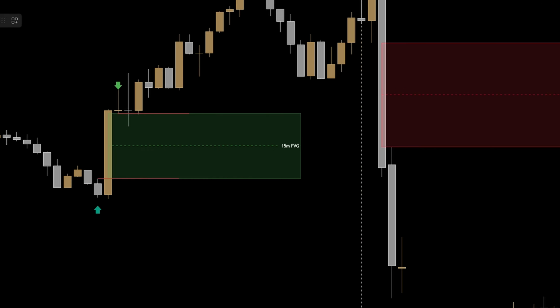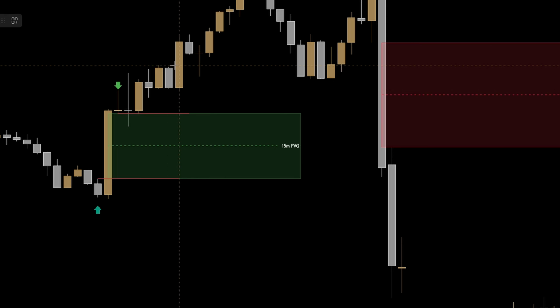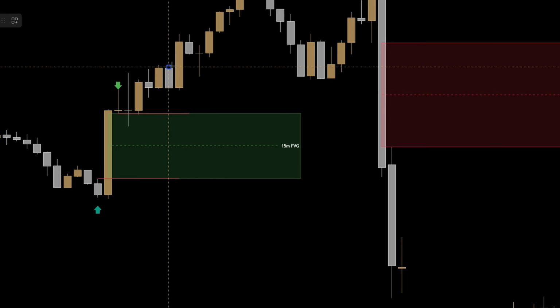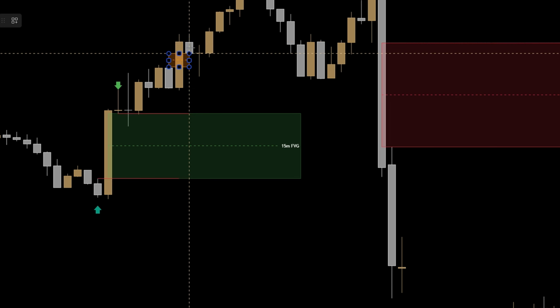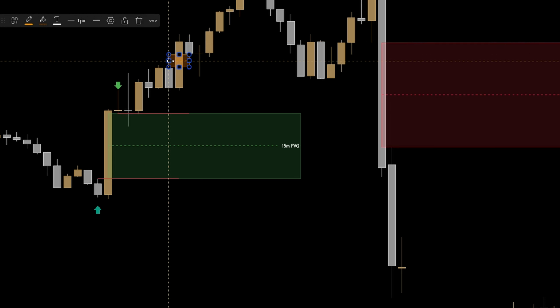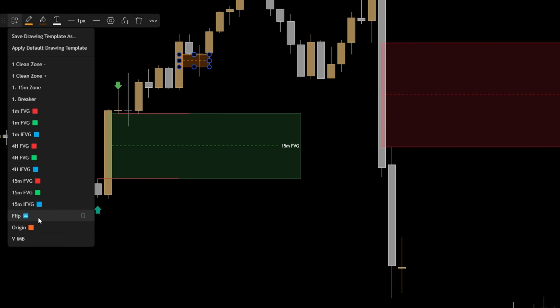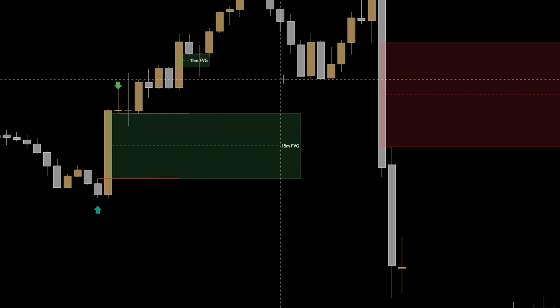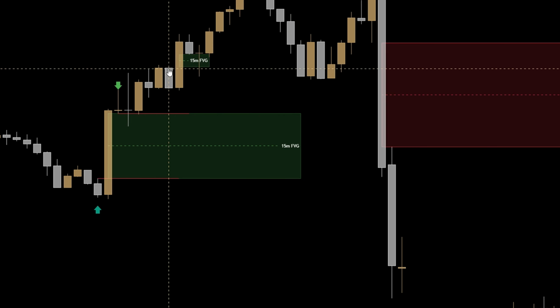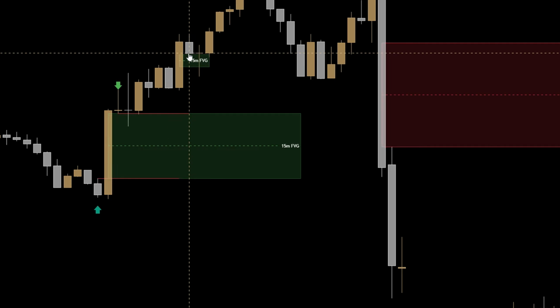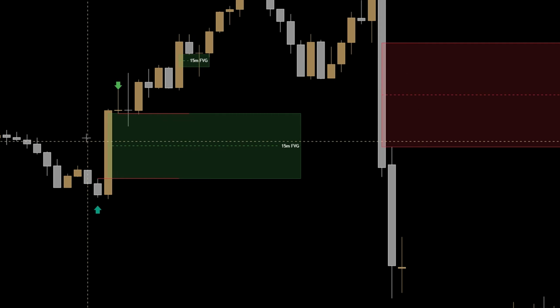Let me draw another one to make it clear. Here's the first candle. There's a very tiny wick there. We've got the second candle, the third candle, the wick of the third candle is right there, giving us a bullish fair value gap. You can see again the first candle's wick does not overlap with the third candle's wick. What does that actually mean? What does this actually show us?